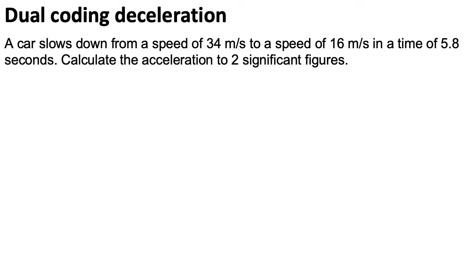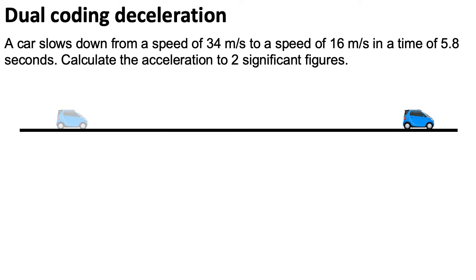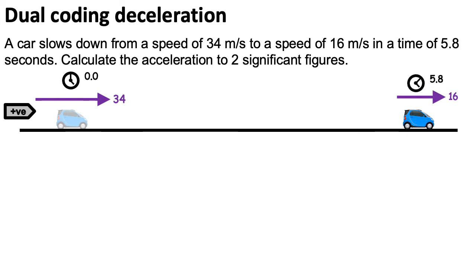Now let's use the dual coding method to help students understand deceleration, which is a frequent sticking point for some students. So we start with a diagram, of course, indicate the positive direction, and let's put in the initial and final velocities. Now, this time, of course, the initial velocity is greater than the final velocity. Let's put in the times, and we've got that on the clock faces.